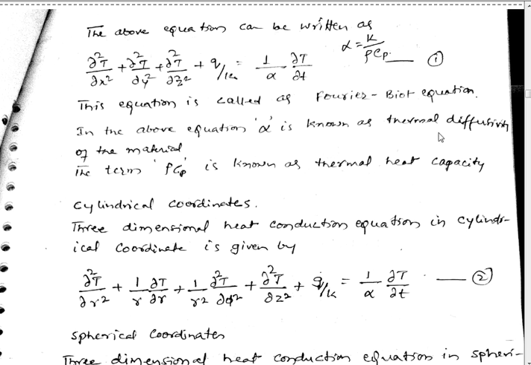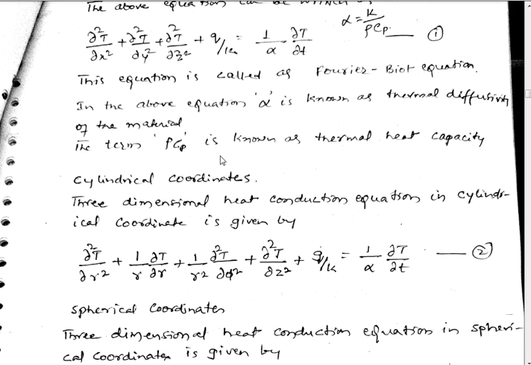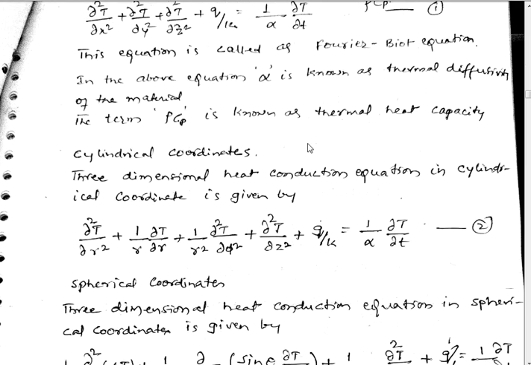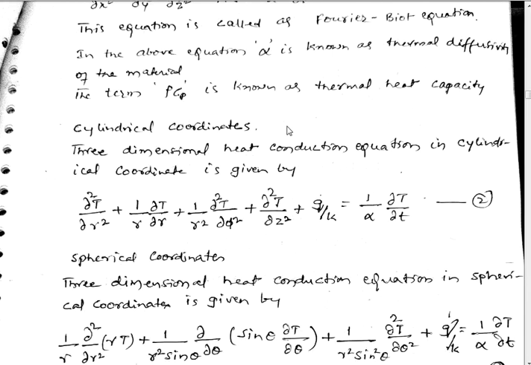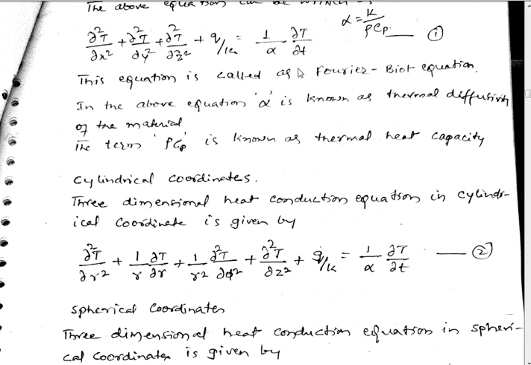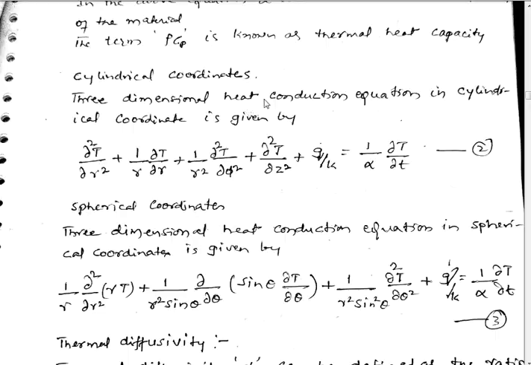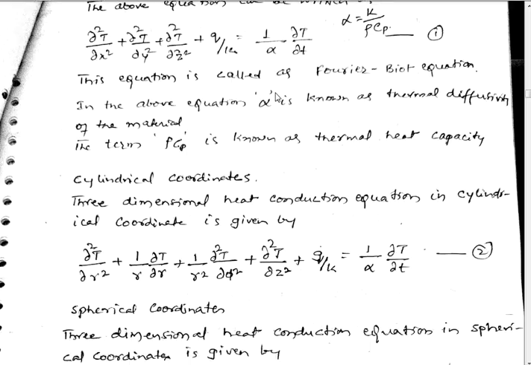In the above equation, alpha is the thermal diffusivity of the material. The term rho Cp is known as the thermal heat capacity. Thermal conductivity to the thermal heat capacity, or thermal heat diffusion, that one we can take. Then this is the general three-dimensional heat conduction equation in Cartesian, that is rectangular, coordinates.